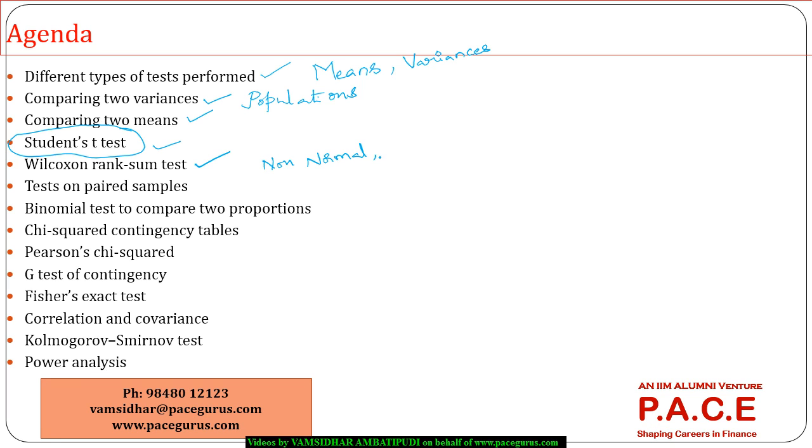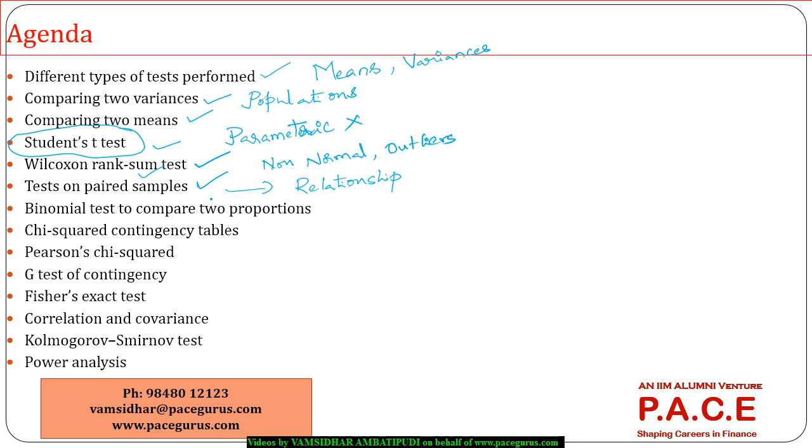Or you have seen there are so many outliers present in the data, in which case the t-test, or any parametric test, will not be of much help. So we'll rely on non-parametric tests like the Wilcoxon rank sum test. Then we'll also talk about testing with respect to samples which are not independent, but which have some kind of relationship between them, which are very much dependent on each other. Those are called paired samples.